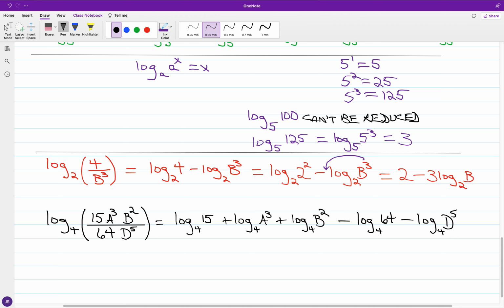Now for the first term, we had the base 4 logarithm of 15. 15 is not a multiple of 4, and it's not even an integer power of 4, because 4 to the first is 4, 4 squared is 16, and since 15 is surpassed, that ship has already sailed. So we're still going to be stuck with the base 4 logarithm of 15. With the next term, the base 4 logarithm of a to the third, you can write this expression with 3 at the front. And for the base 4 logarithm of b squared, I can put the 2 at the front.